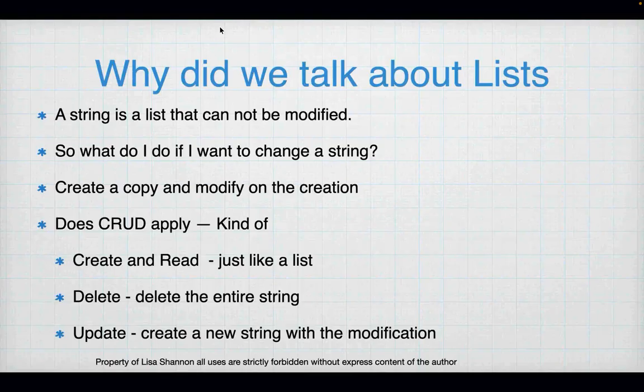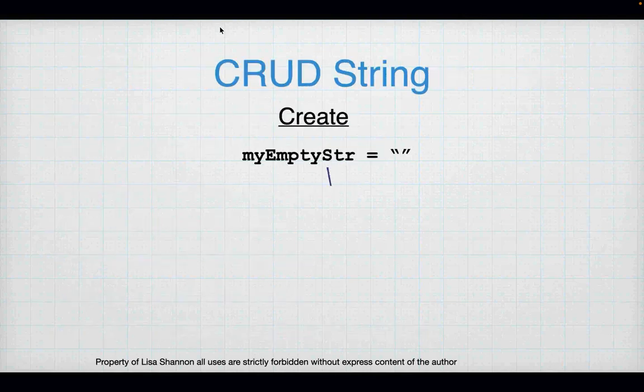So why did we talk about lists? Because a string is a list that can't be modified. So what do you want to do if you want to change strings? The way you change strings is you copy and modify. And the modification happens in Python on the creation, because we're going to be using a lot of those functions that use the dot notation to make these changes. So CRUD applies, kind of. I can create and read just like any other list. I can delete. If I want to update, I have to use special functions. And they talk about some of those in ZyBooks, and there are so many more that we don't even touch on in this class. So let's look at CRUD for string.